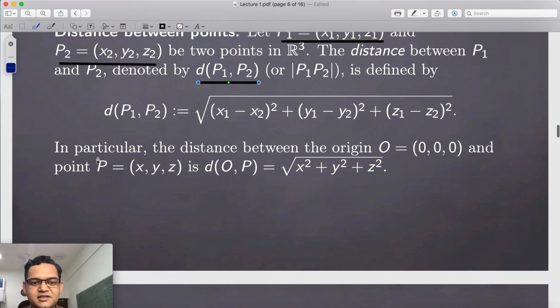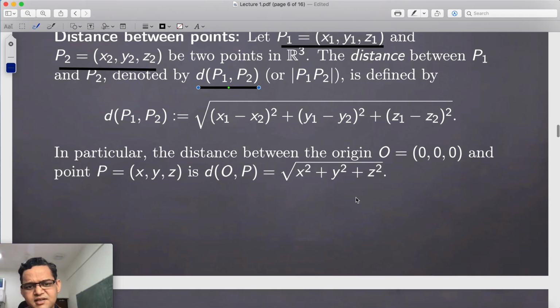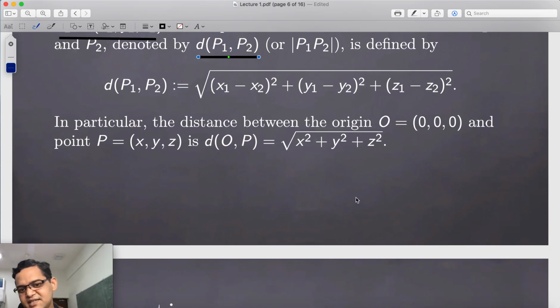In particular, if I take one of the points to be the origin, which is 0, 0, 0, I get the distance between 0 and p, where p is x, y, z, which is just the square root of the sum of squares of the coordinates. So this is the natural notion of distance, and it is also called the Euclidean distance.